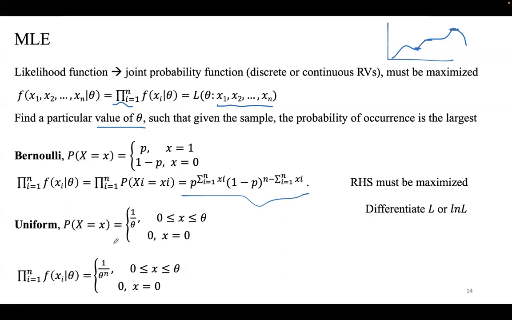Okay. Likewise, for a uniform distribution, if again we're taking the same type of uniform distribution between 0 and theta, so the probability is of the form 1 by theta. And if you take a product of all the things, it's going to be 1 by theta into 1 by theta into 1 by theta n times. This is what this is. Again, this needs to be maximized. So you differentiate it or you differentiate the log of this.